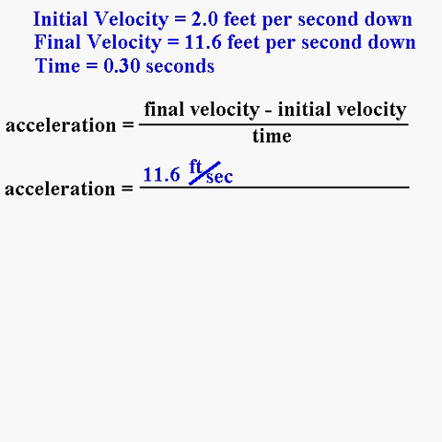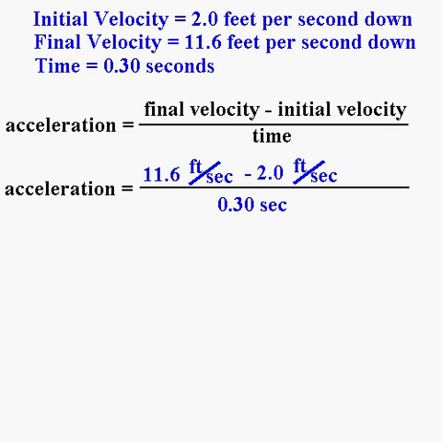All right, the next thing is initial velocity. We were given that as 2.0 feet per second down. So we'll put that in for initial velocity, once again expressing feet per second as a fraction. Finally, we have the time. The time is given as 0.30 seconds, so I can put that in for time in the equation. All right, we have everything we need now. We just have to chug through the math.